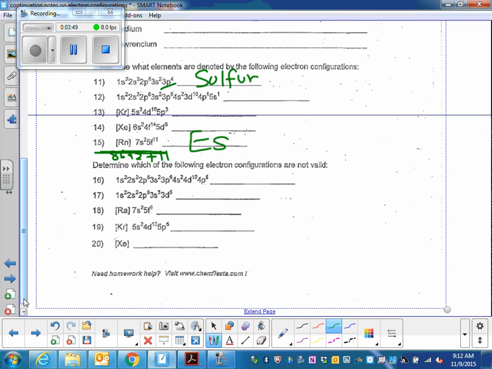Okay? Now, the next one is the rules. When you take a quiz, the three rules, the Aufbau rule, the Pauli rule, and the Hund's rule are really, really important. They always love to test you on that.